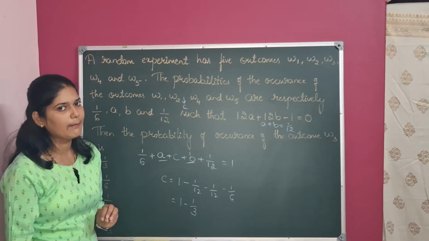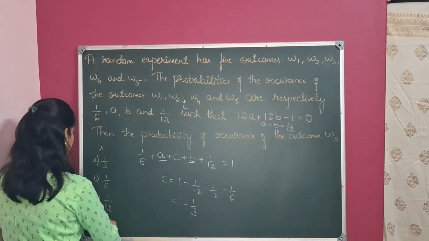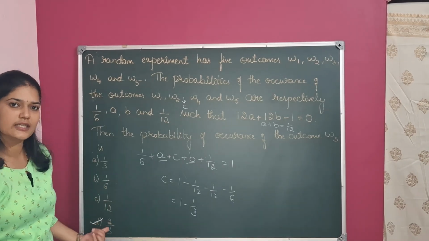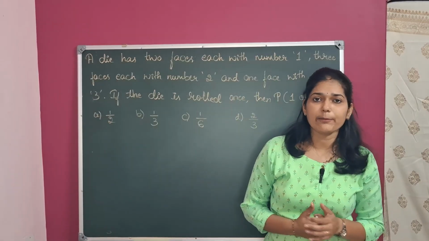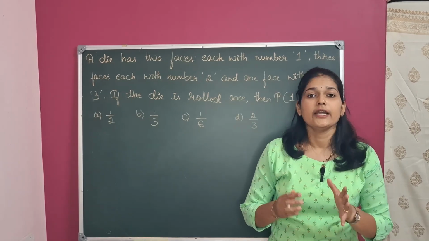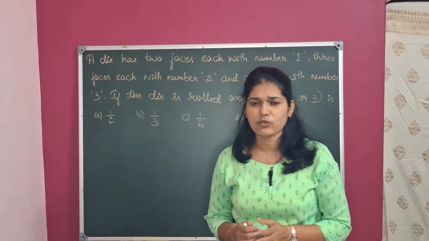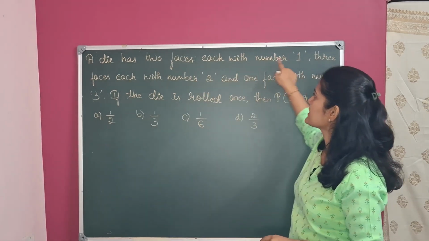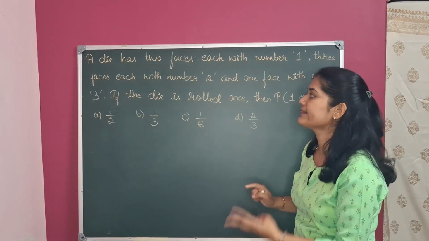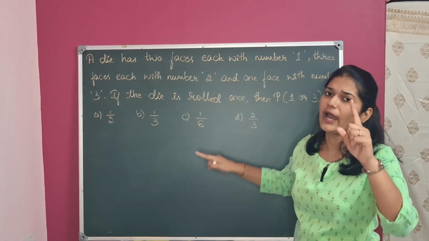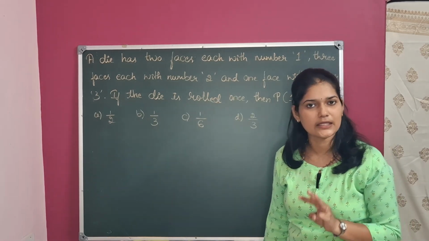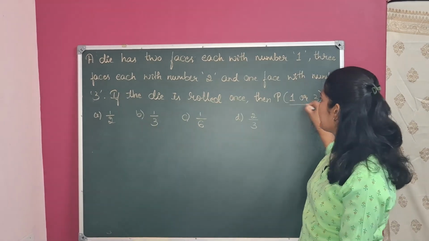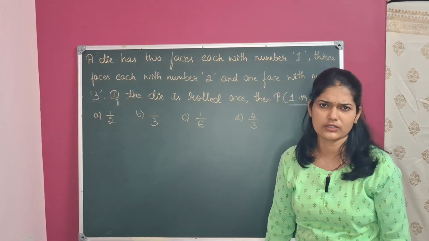Therefore, the probability of omega 3 is 2 by 3. That is option D. So this is again a problem related to probability. Here they have given a die which is not a common die. This die has 2 faces with 1, 3 faces with 2, and 1 face has the number 3. Then we have to find the probability of getting 1 or 3.